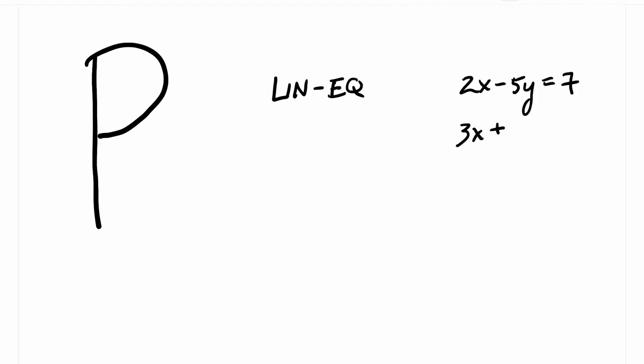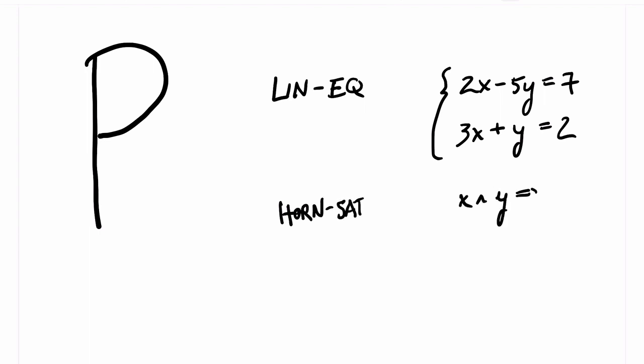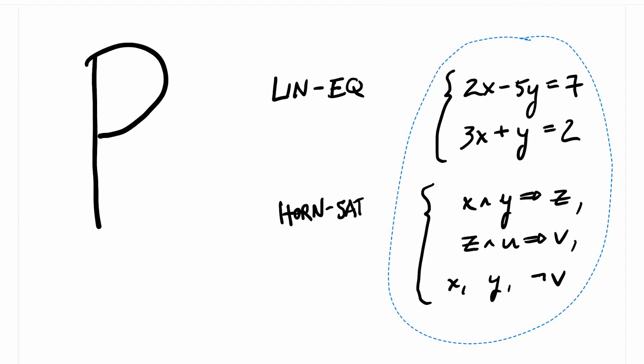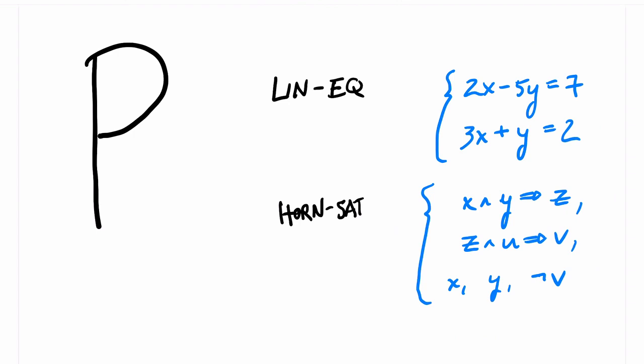P is the class of all polynomial time solvable decision problems. So the answer should be either yes or no. There's an input and the output is either 0, 1, yes or no. In the beginning of video session 1 of my course Graph Homomorphisms and Universal Algebra, we have seen 3 examples of such decision problems: Lin-EQ, 3-colorability, and Horn-Sat.